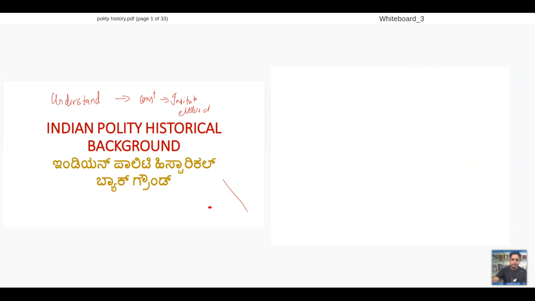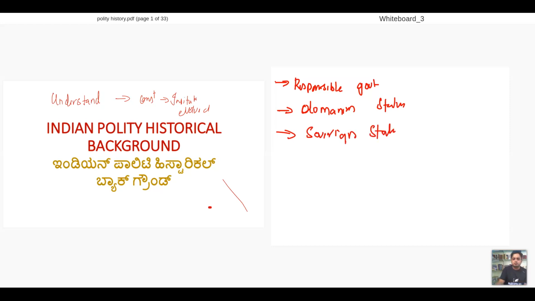Second introduction I want to give. Do you know these three statements? Because today I'll be talking about these three: responsible government, one; second, dominion status; third, sovereign state. Have you heard of these three things? Responsible government, dominion status, sovereign state. Responsible government, can we say 1919? And we wanted dominion status from 1927. The British promised us responsible government in 1919. We asked for dominion status in 1927, and we became a sovereign state in 1947.